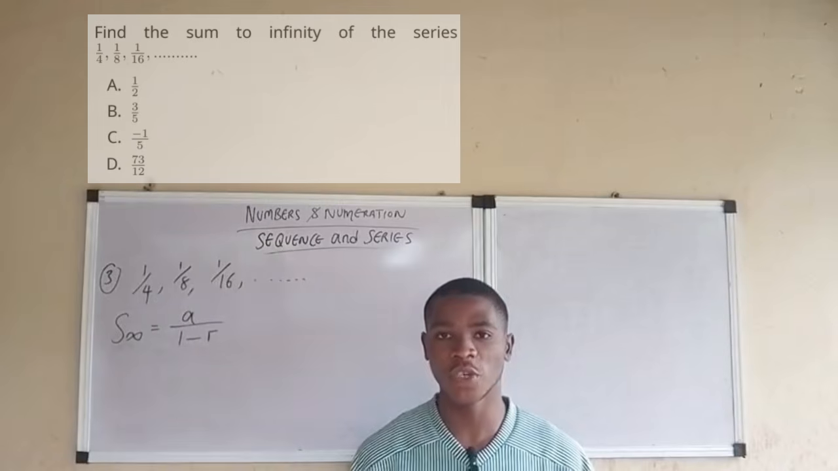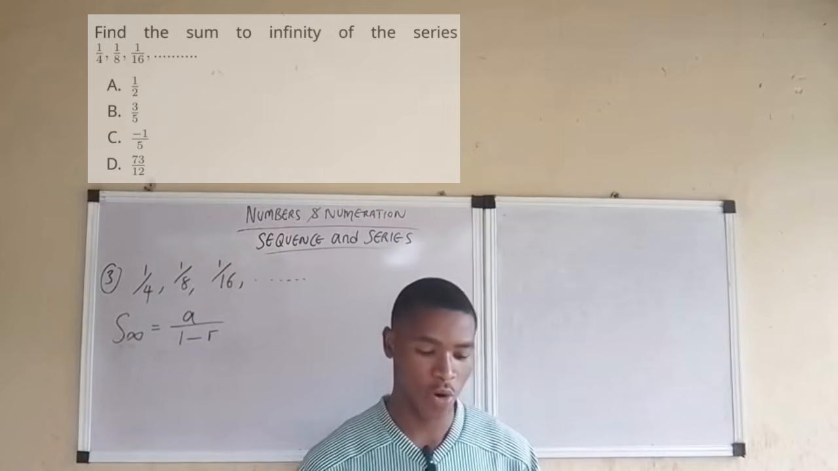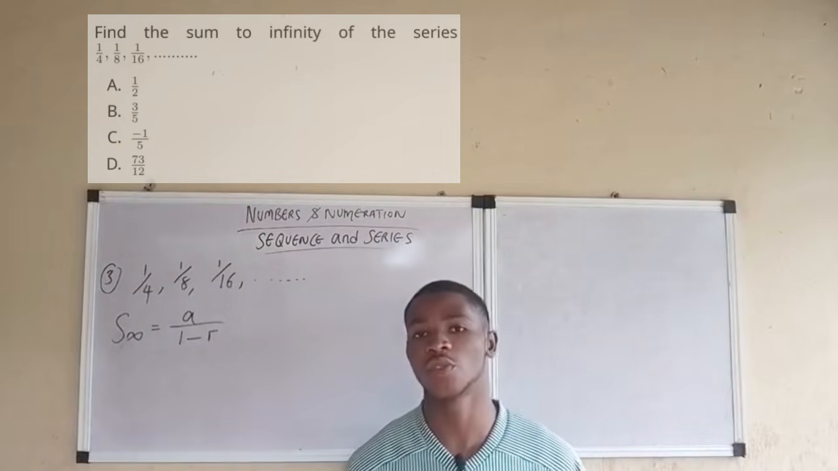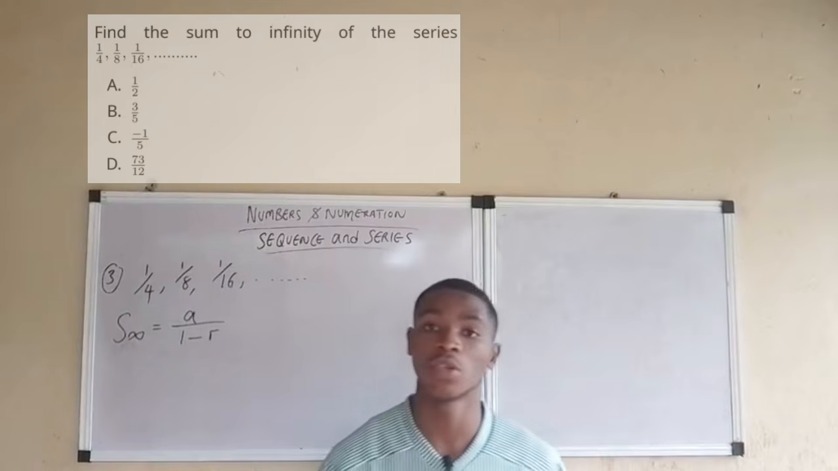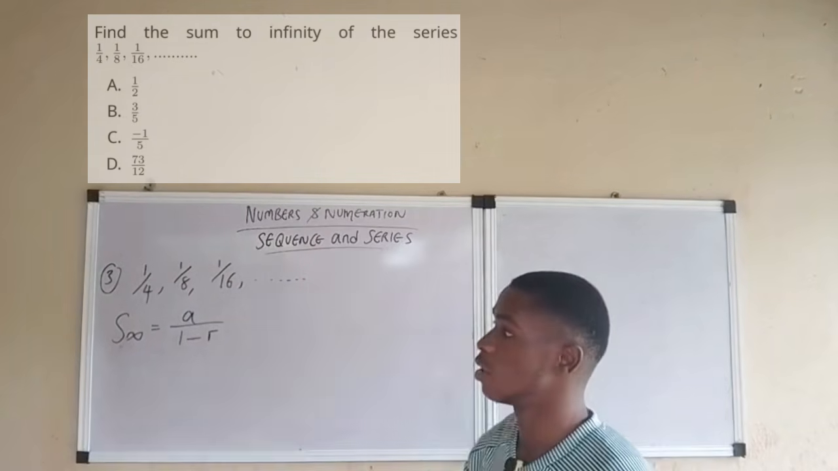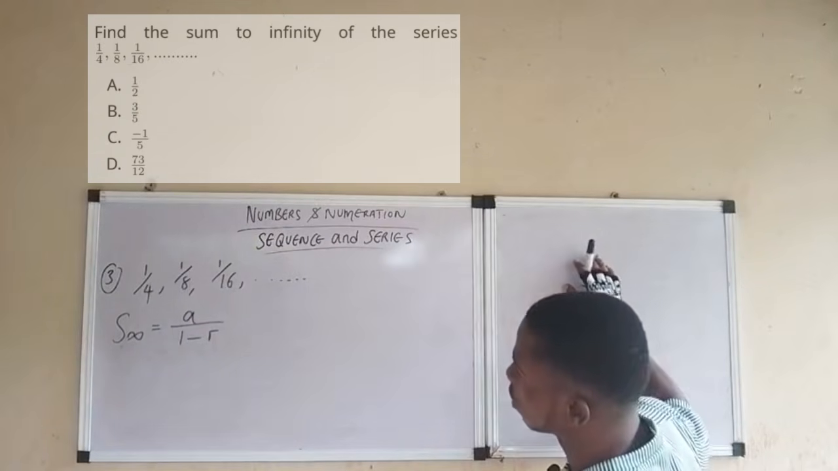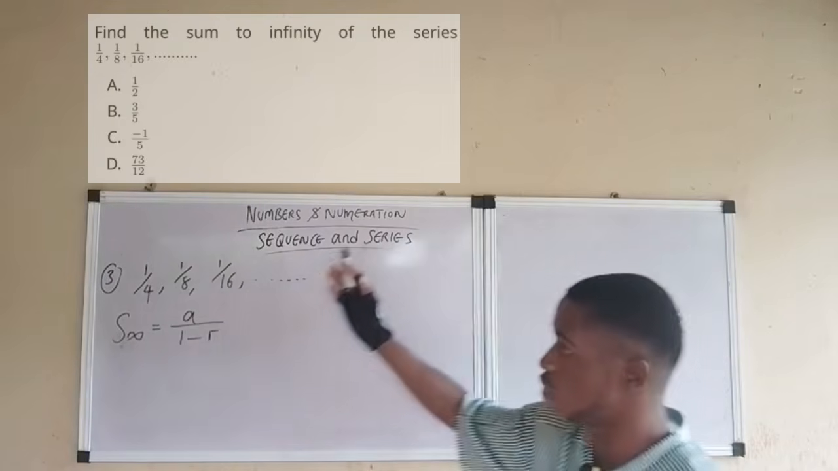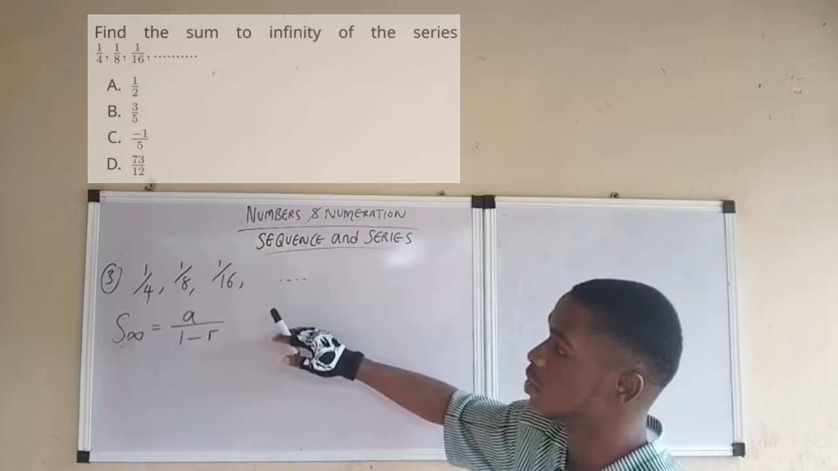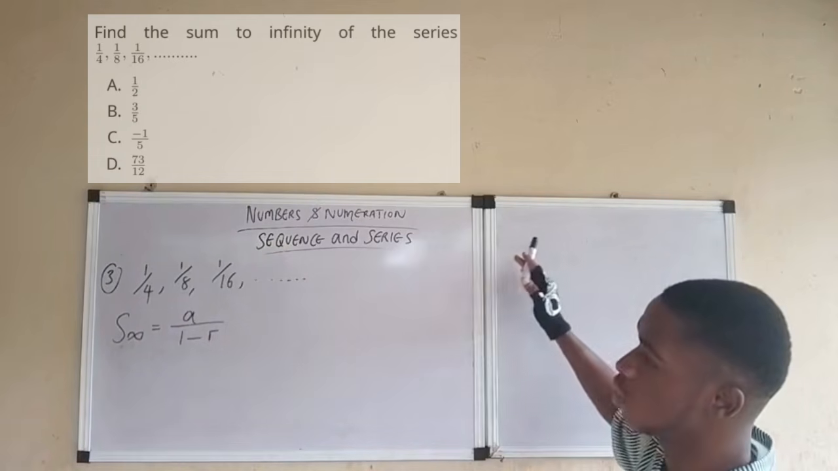All right. Now, in this question, we have to find the sum to infinity of the series 1 over 4, 1 over 8, 1 over 16. All right. And we're given several options. Now, to solve any question on sum to infinity, you use the formula S infinity equals A over 1 minus R. What this sum to infinity means is that if this series continues without end, usually this dot that you are seeing shows you that it's not a definite sequence. It's indefinite, meaning it does not have an ending. All right, that's what it means.